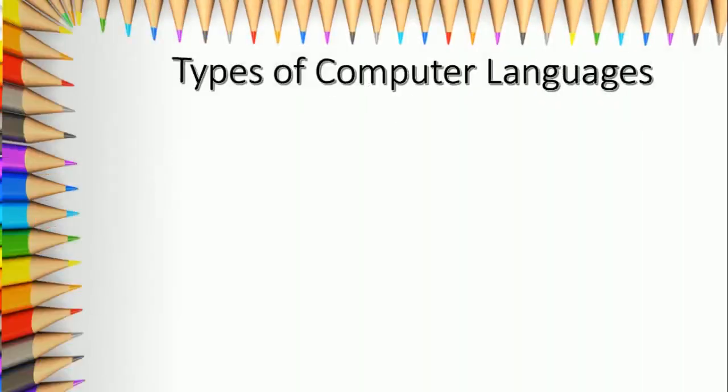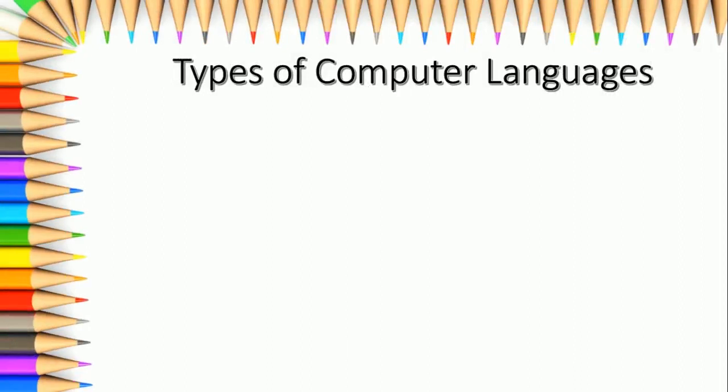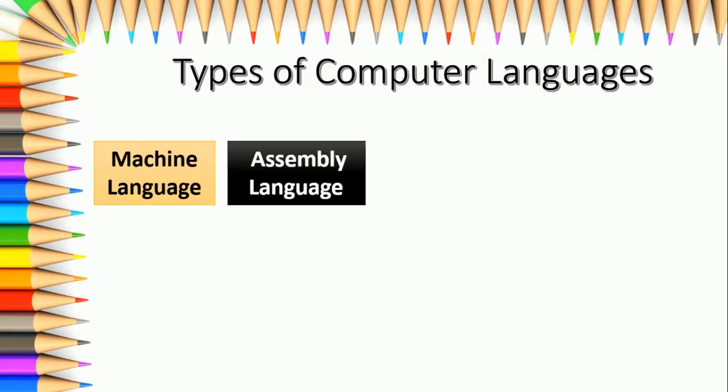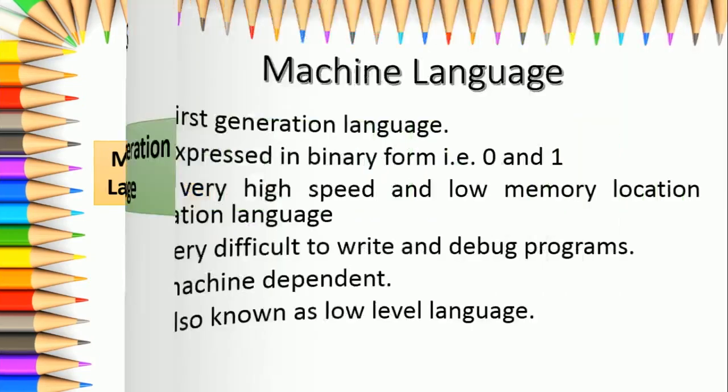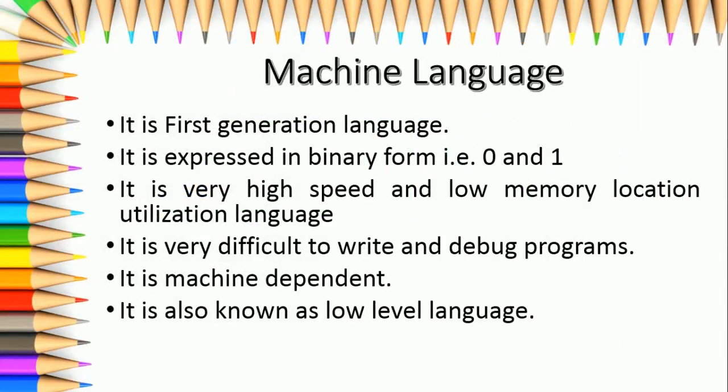So let us start. First, types of computer languages: machine language, assembly language, high level language, and fourth generation language. Now let us go with the first one, that is machine language. It is first generation language. It is expressed in binary form, that is 0 and 1.